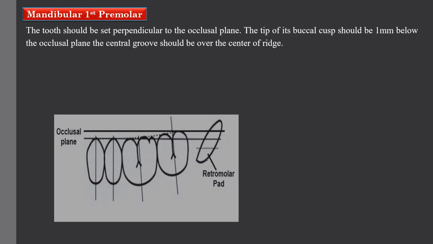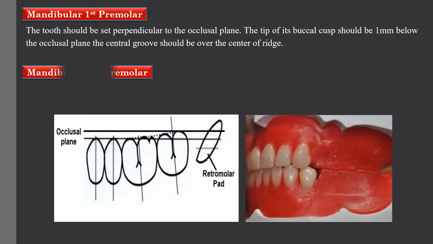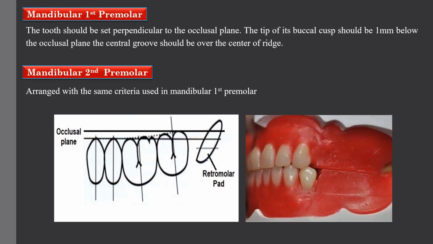The first tooth arranged in the posterior teeth is the mandibular first premolar. The tooth should be set perpendicular to the occlusal plane. The tip of its buccal cusp should be 1 mm below the occlusal plane. The central groove should be over the center of the ridge. The second tooth is the mandibular second premolar, arranged with the same criteria used for the mandibular first premolar, which includes 1 mm below the occlusal plane.